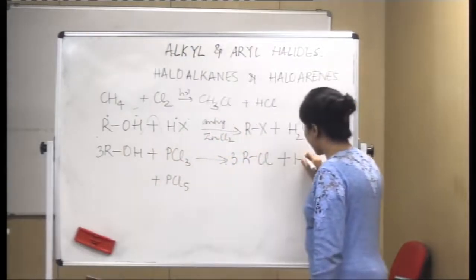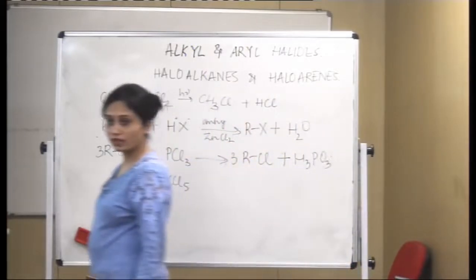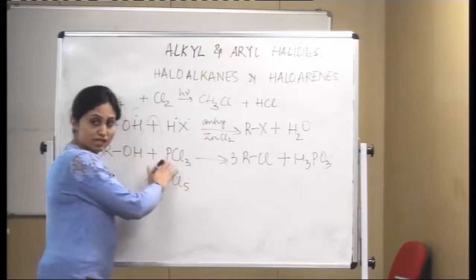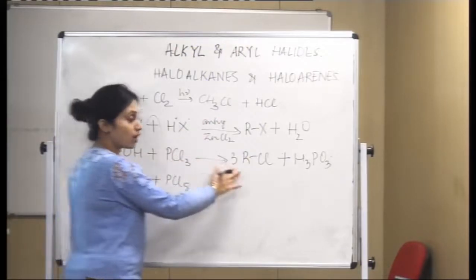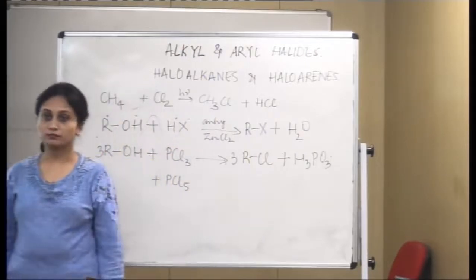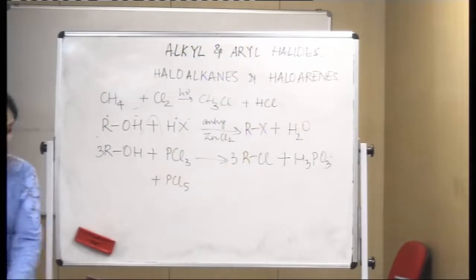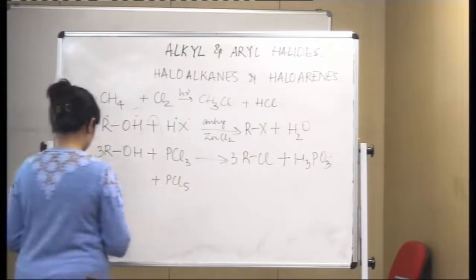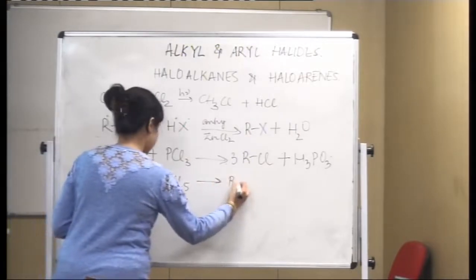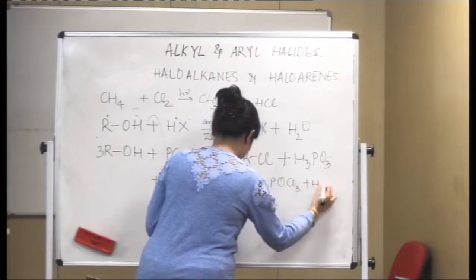So this will form H3PO3. Okay. Remember this equation right here, right now. ROH plus phosphorus trichloride gives you RCl, वही बना रहे हैं, plus H3PO3. For PCl5, you have RCl plus POCl3 plus HCl.